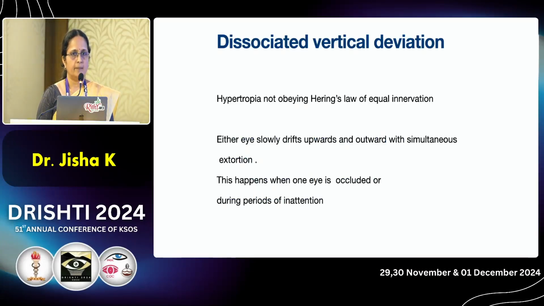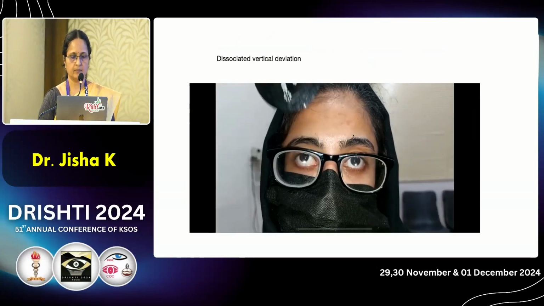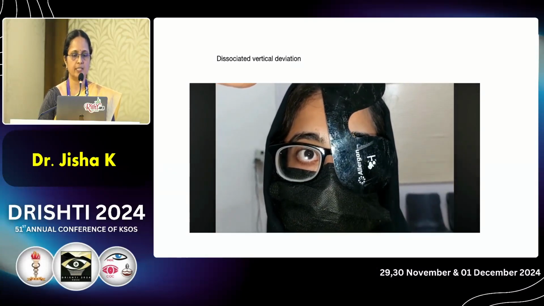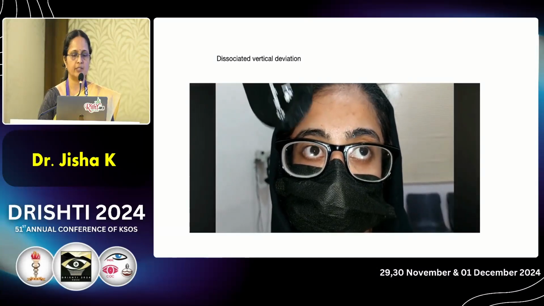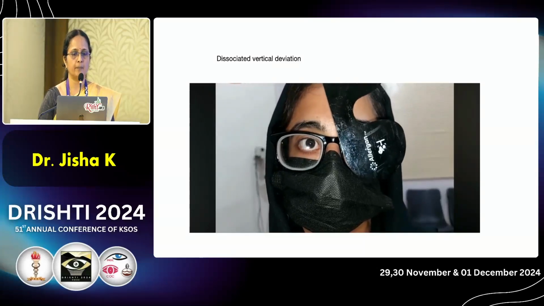And this is a hypertropia which is not obeying Hering's law of equal innervation. Either eye, you can see, is slowly drifting upwards and outwards with a simultaneous extorsion. This happens when one eye is occluded or even during periods of inattention. So this girl is having a divergent squint with dissociated vertical deviation. You can see that the vertical deviation in both the eyes is from above down. Both the eyes are coming from above down.